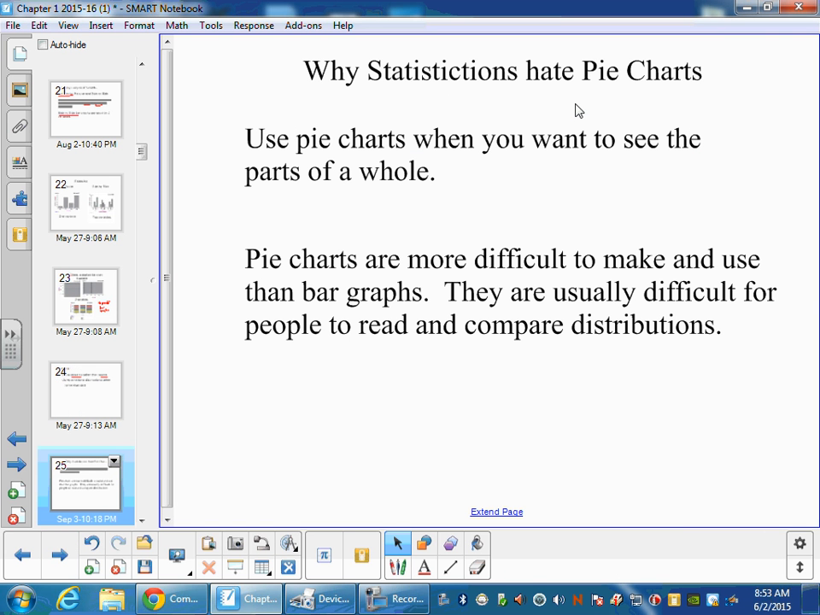Now pie charts. You'll want to use pie charts when you want to see parts of a whole. Pie charts are difficult to make. If you want to draw a pie chart by hand, you need to use a protractor and make sure your degrees are correct, and that's just difficult to do by hand. And they're actually pretty difficult for people to read, to compare the distribution and to see which one's bigger, how they're distributed. So a lot of statisticians really do not like pie charts.